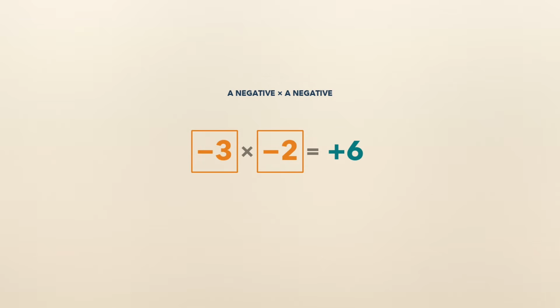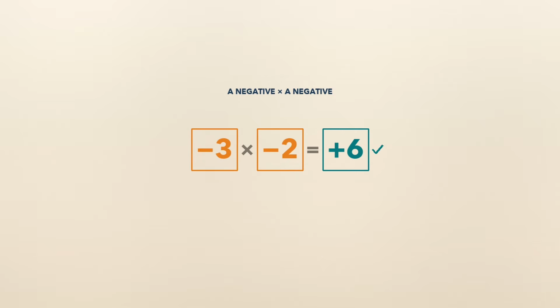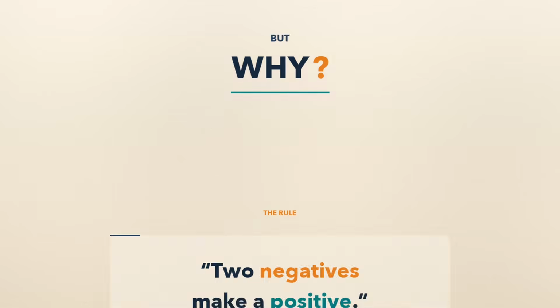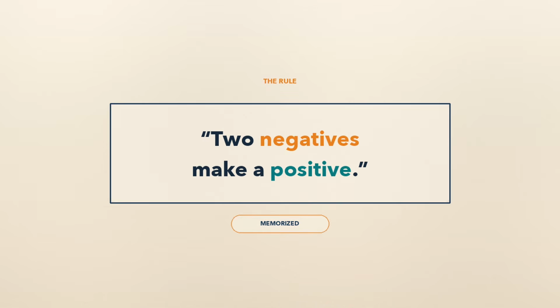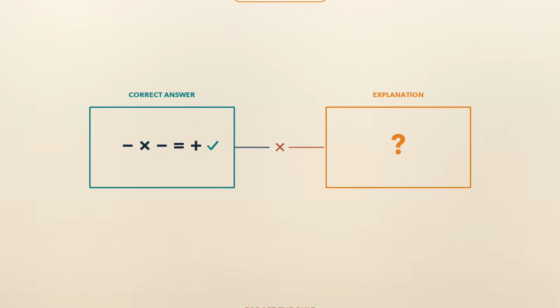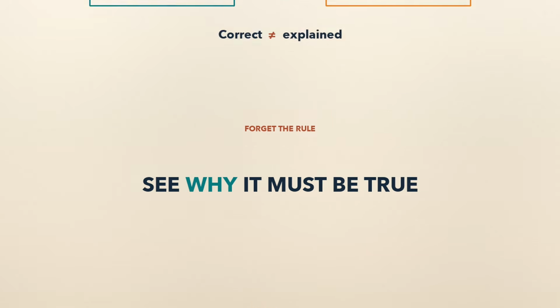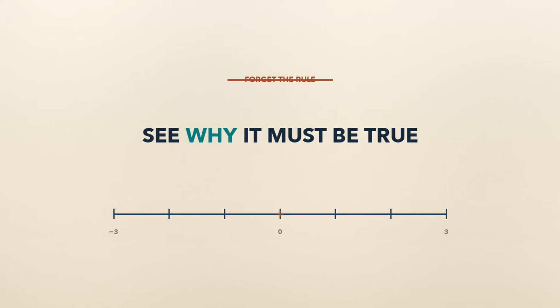A negative number multiplied by another negative number becomes positive. But why? Many of us learn this as a rule. Two negatives make a positive. That might help you pass a test, but it doesn't explain anything. So let's forget the rule for a moment and actually see why it must be true.